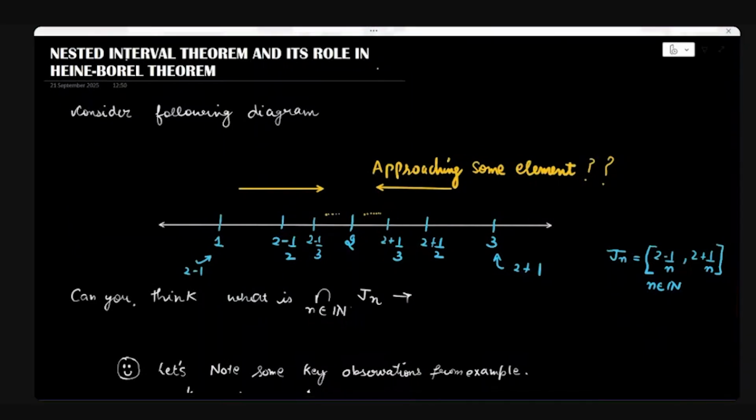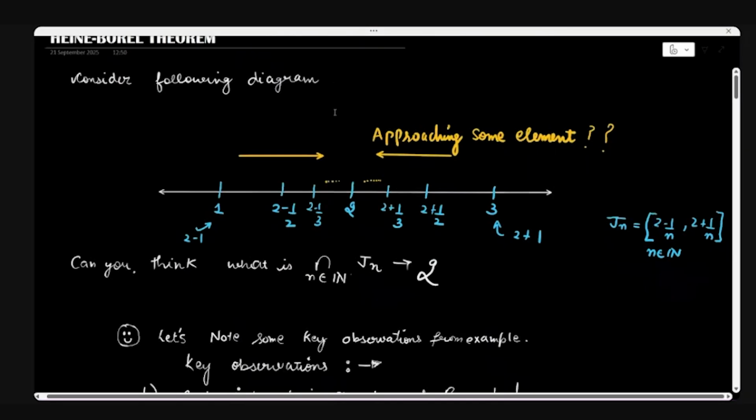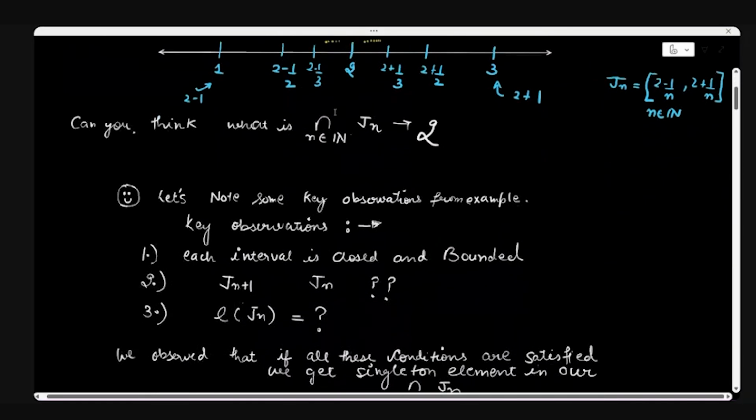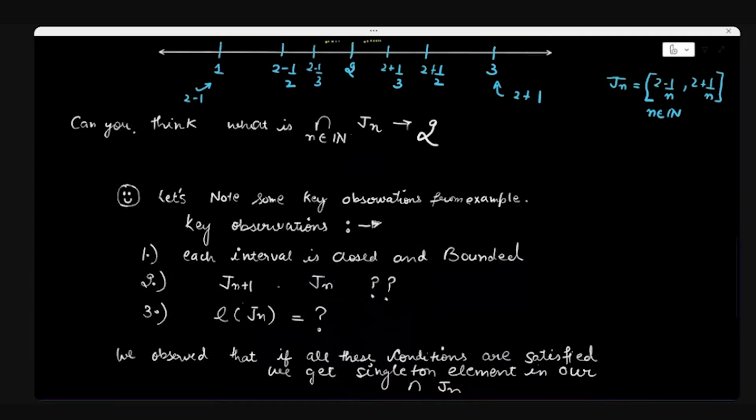Okay, so we can clearly see that the element 2 sits inside all these Jn's. And this is not a coincidence. We can make some key observations about the intervals given. Here we can clearly observe that all the intervals are closed and bounded. Also, Jn plus 1 is contained in Jn, and the length of each Jn is approaching 0 as n goes to infinity.